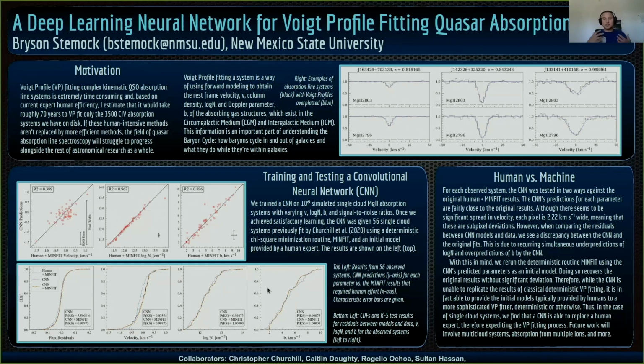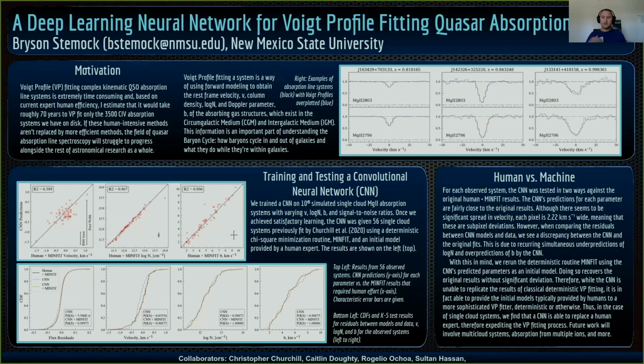What we've essentially done is replaced the human in this simple scenario, with just a single cloud with just magnesium-2. This takes seconds for the machine to go through 56 systems. Most of the work and most of the time is in the training, which did take a while. That can take months. However, it still doesn't take 70 years. So this is the most simple case.